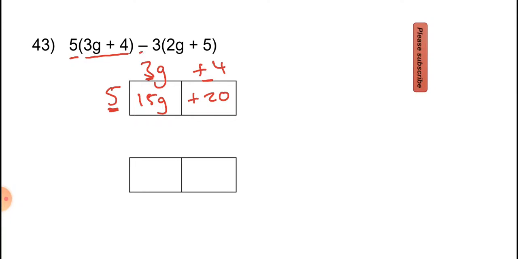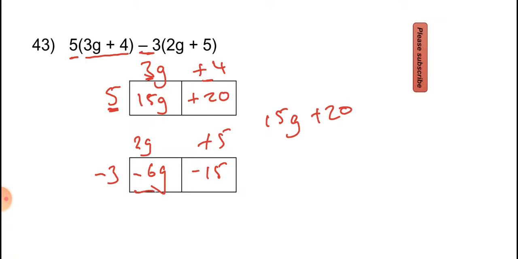Now here I can see minus 3 outside the bracket, so I'll put minus 3 on the left. 2g plus 5 will go on the top like that. So minus 3 times 2g is minus 6g, and then minus 3 times 5 is minus 15. So now we just write out what's inside the boxes. So we've got 15g plus 20, and here I've got minus 6g minus 15.